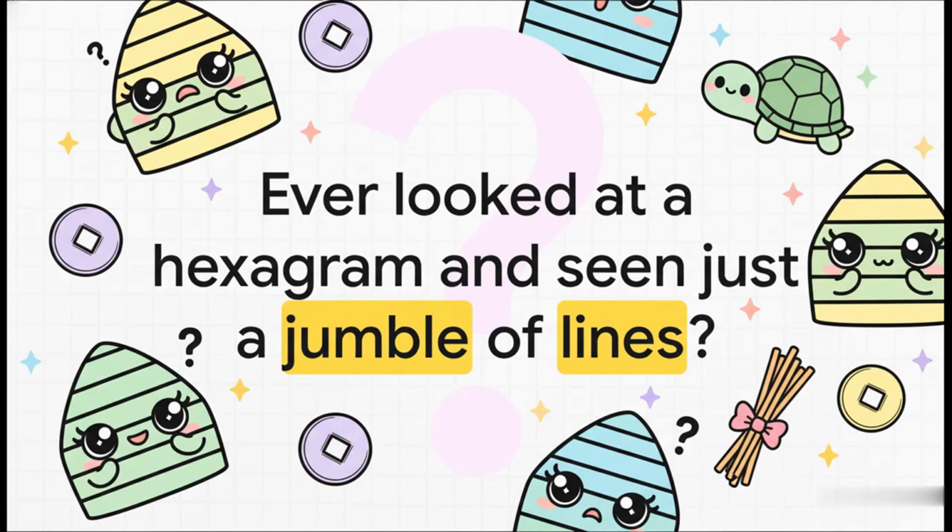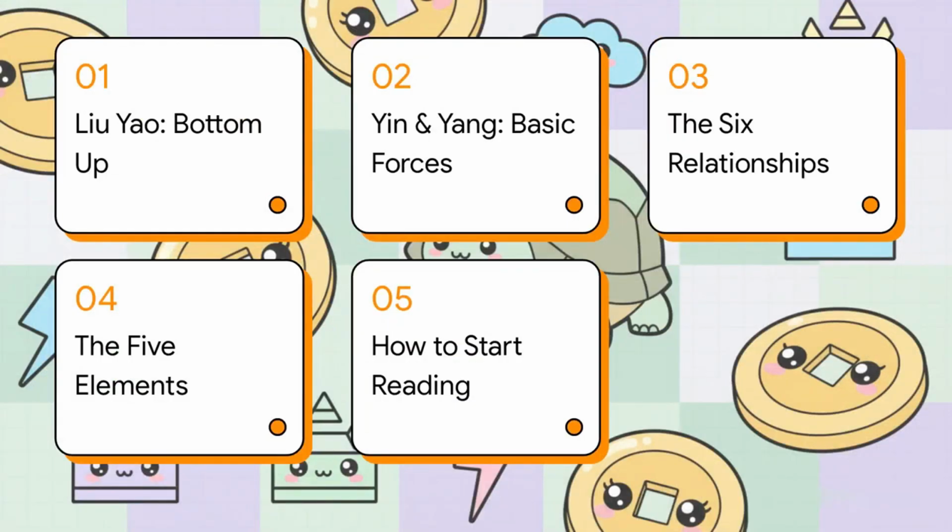So, have you ever looked at a hexagram and just your eyes glaze over? Yeah, it can totally look like some kind of secret code, just a jumble of lines. But stick with me, because I promise over the next few minutes, we're going to turn all that confusion into some serious clarity. All right, so here's the game plan.